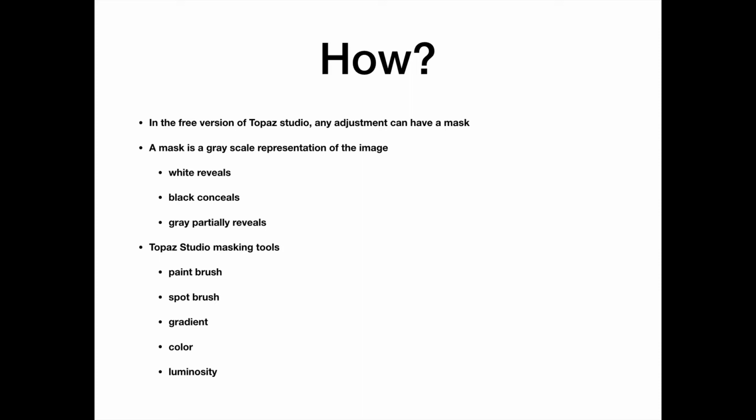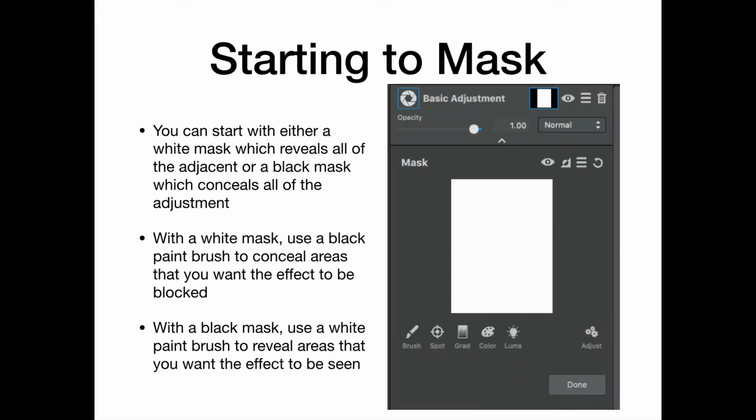Topaz Studio has 5 masking tools. The typical masking tool of a paintbrush, a radial spot brush, a gradient, and 2 very interesting ones that allow you to do sometimes one-click mask, where you can take a luminosity, a particular tone, and that will be masked, or a particular color.